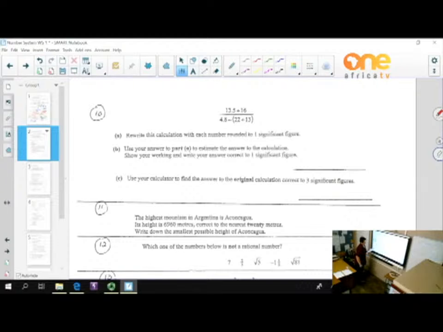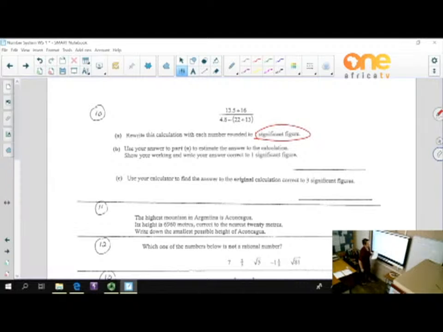Rewrite this calculation with each number rounded to one significant figure. So we must first do that to change these numbers to one significant figure, each of them. So 13.5 to one significant figure will be 10, because it's not more than 5. 16, there's one significant figure. This will be 20. 4.8 to one significant figure, the 8 will influence there, so it is 5.